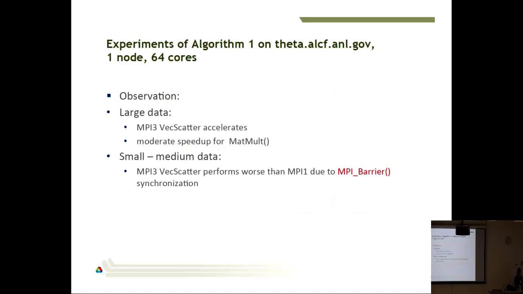So for large data, MPI3 vector scatter accelerates. We got a moderate speedup for matrix vector multiplication. For smaller ones, at least we realize MPI barrier is the bottleneck. We need to deal with that.